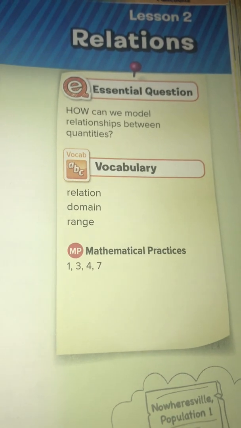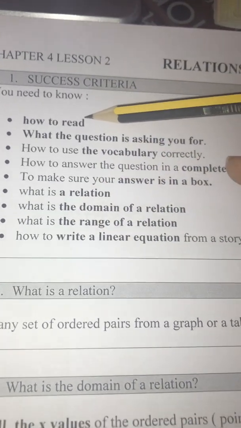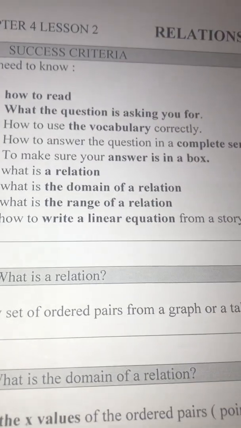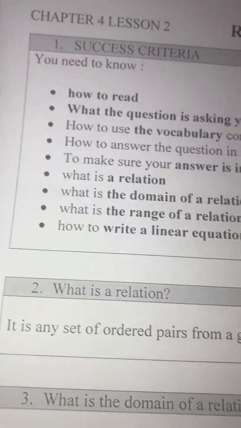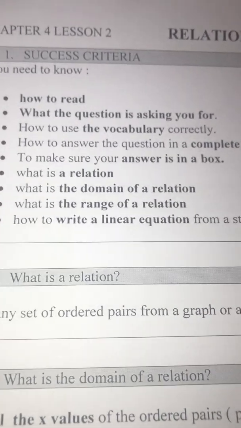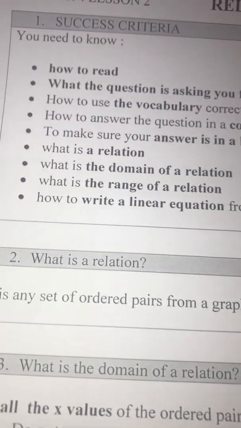So our new vocabulary that we need to know by the end of this lesson is what is a relation, what is a domain, and what is the range, okay? All right. So, chapter 4, lesson 2, relations and the date, success criteria. You need to know all this, how to read, to know what the question is asking for. You can only answer what the question wants, okay? I always say, answer what the question wants.